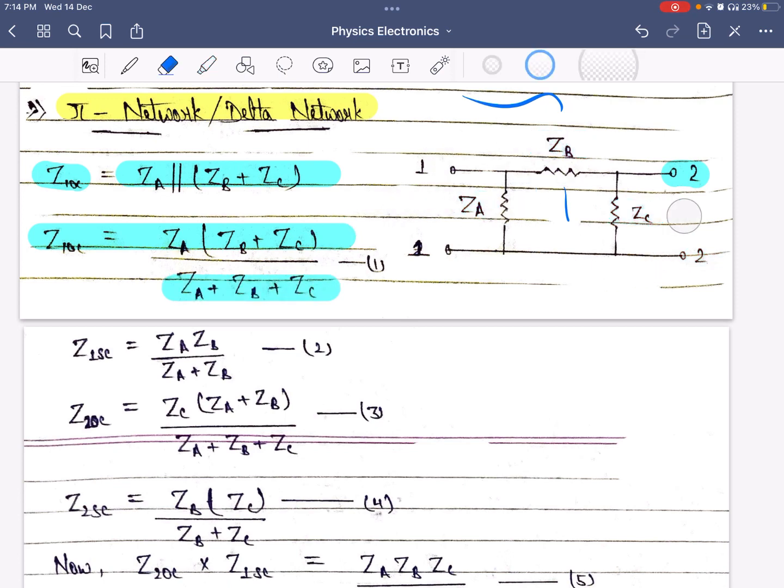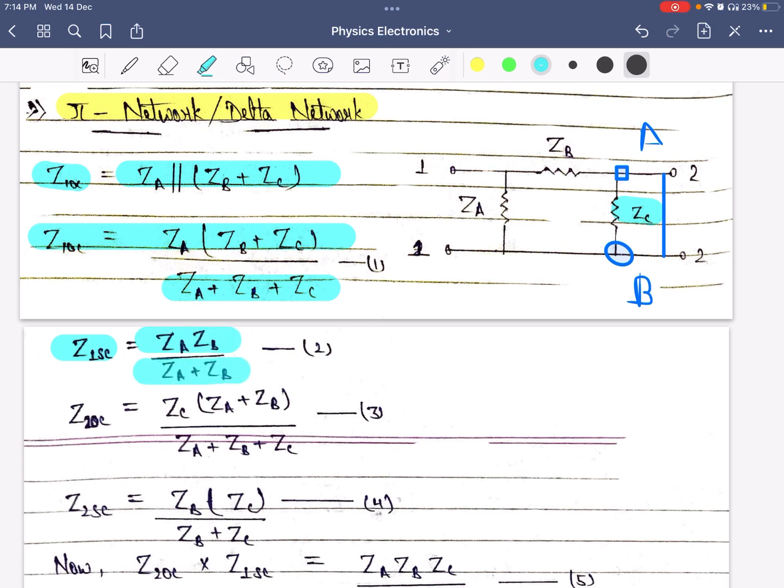Now for the impedance Z1SC, output terminals 2-2 are short, in which case the potential at point A and point B is the same, in which case there will be no current flowing through the impedance ZC. Then ZA and ZB are in parallel, which will give ZA ZB by ZA plus ZB.